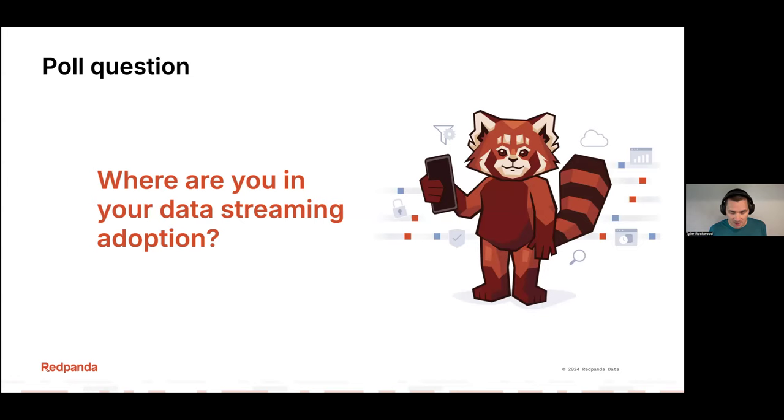So I've been talking for a while. I want to take a break, make sure you're all awake here, especially if you're on the West Coast and it's early for you, and ask a poll question. So just where are you at in your data streaming adoption? Are you using data streaming today? Are you just here for the GenAI?